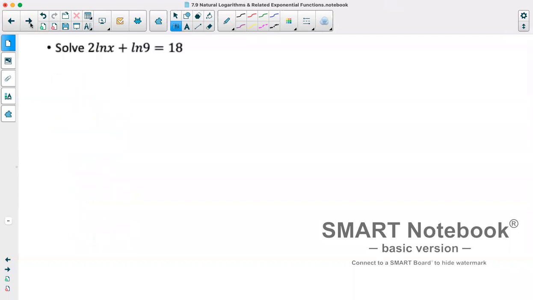Next example, we've got solve 2 times the natural logarithm of x plus the natural logarithm of 9 equals 18. So first thing I would do is utilize my power law. So this becomes the natural logarithm of x squared plus the natural logarithm of 9 equals 18. Now we can use our product law because we have this addition here. So we end up with the natural logarithm of 9x squared equals 18.